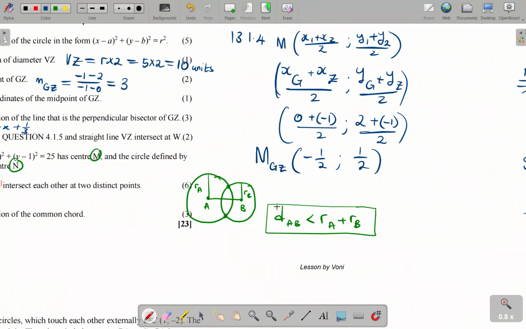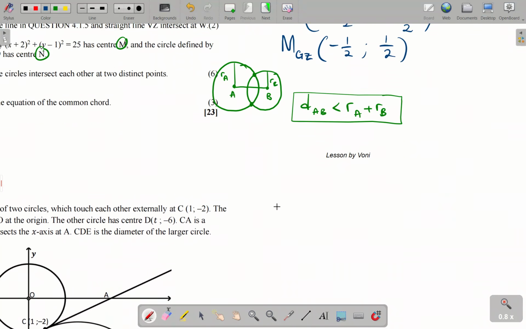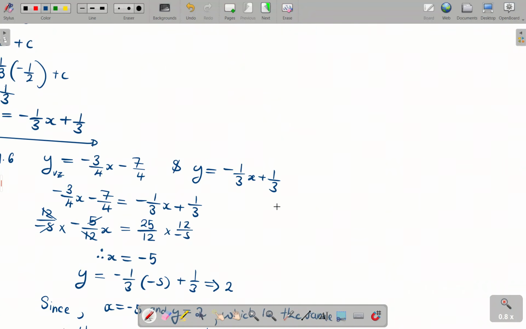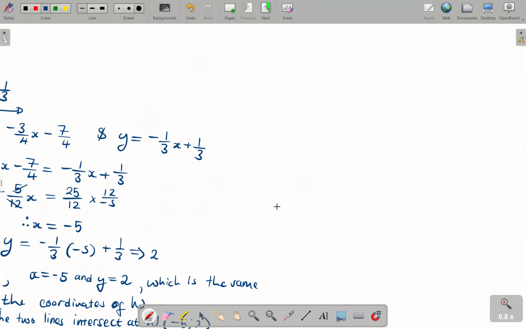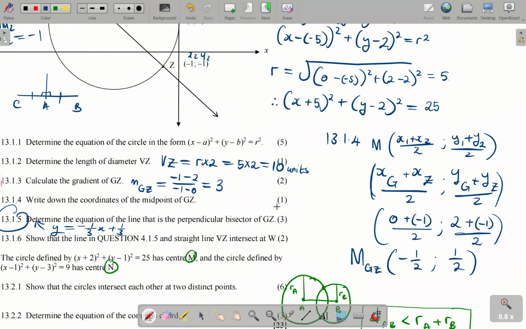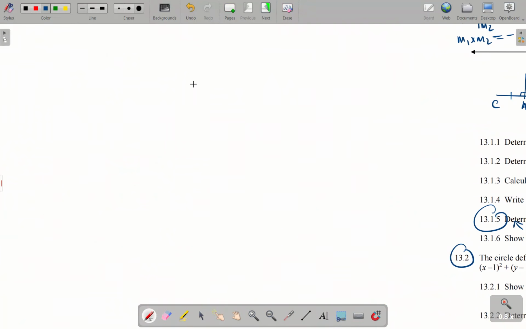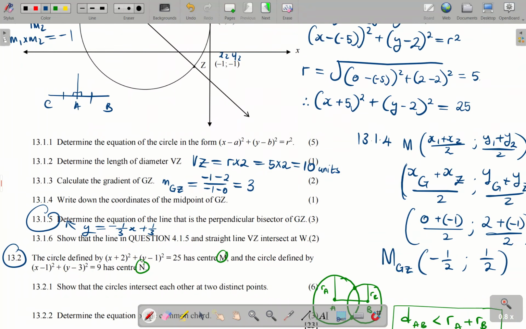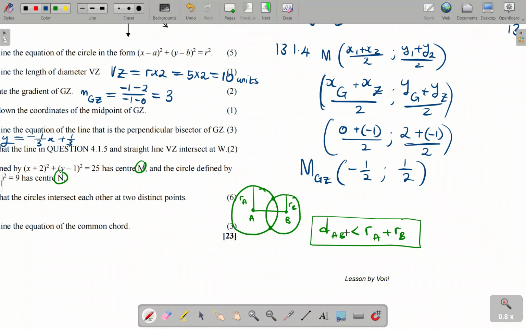So let me see, where can I write this? I can see I still have these ones here. Okay, let me write it here. So this is 13.2, and we are answering 13.2.1. So guys, you won't be given these formulas. You just have to know it by heart. So memorize it today so that you know it for your final exam.